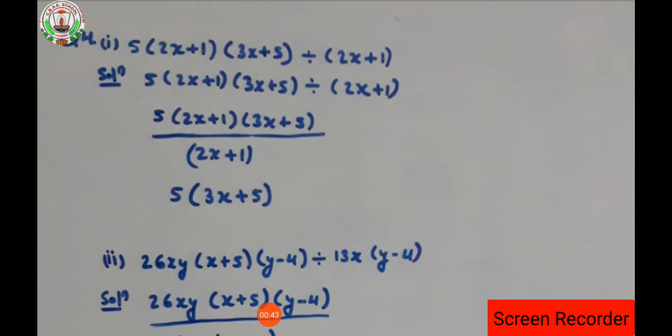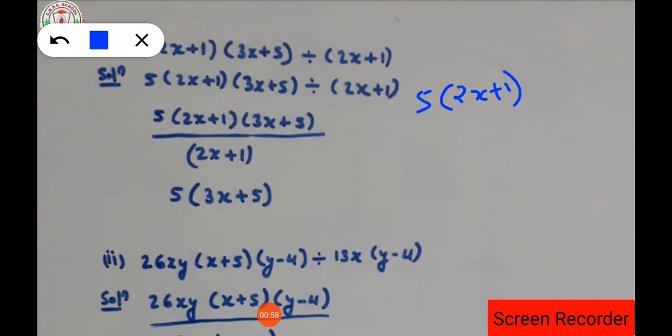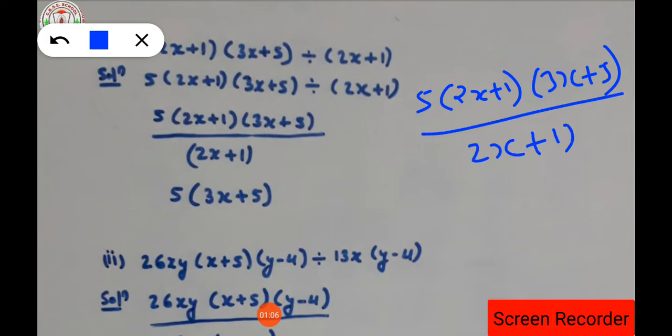It says divide. A simple division we have to do over here. Now let's see how to divide the numbers. What's the question we are having? The question is 5 into (2x plus 1) into (3x plus 1). This is the question we are having. We have to divide it by (2x plus 1), isn't it?